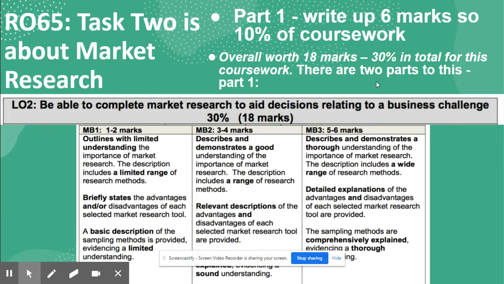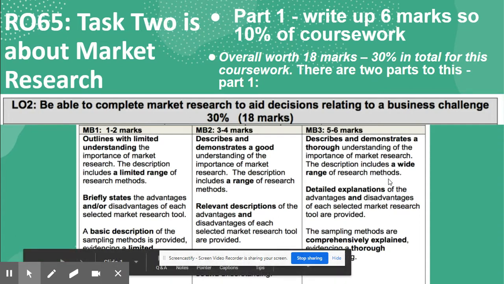The first bit, obviously, in class we did it differently. I got you to do the questionnaires and the mood board before the write up. But the first bit that you actually have to do is the thing called final coursework, okay? And here's the mark scheme. You can look at it by yourself later.